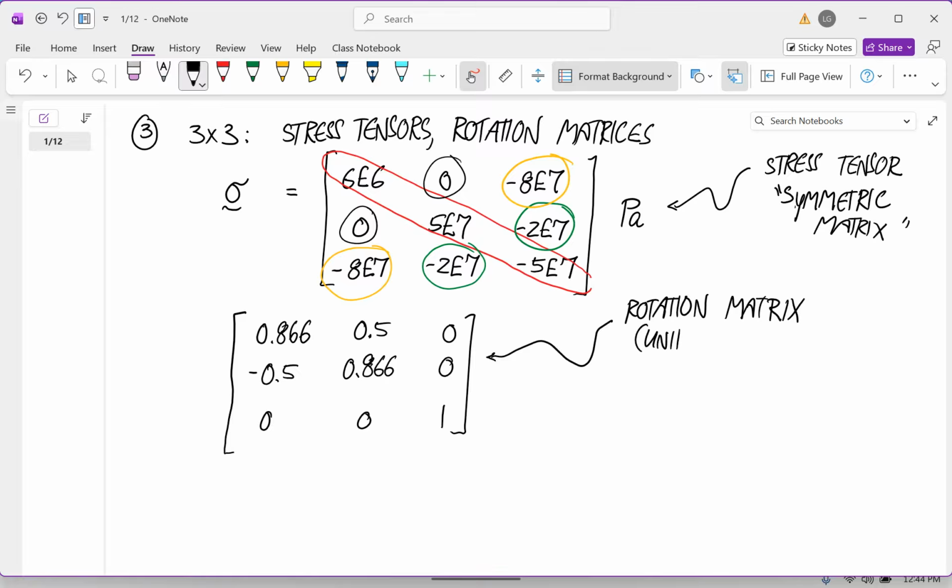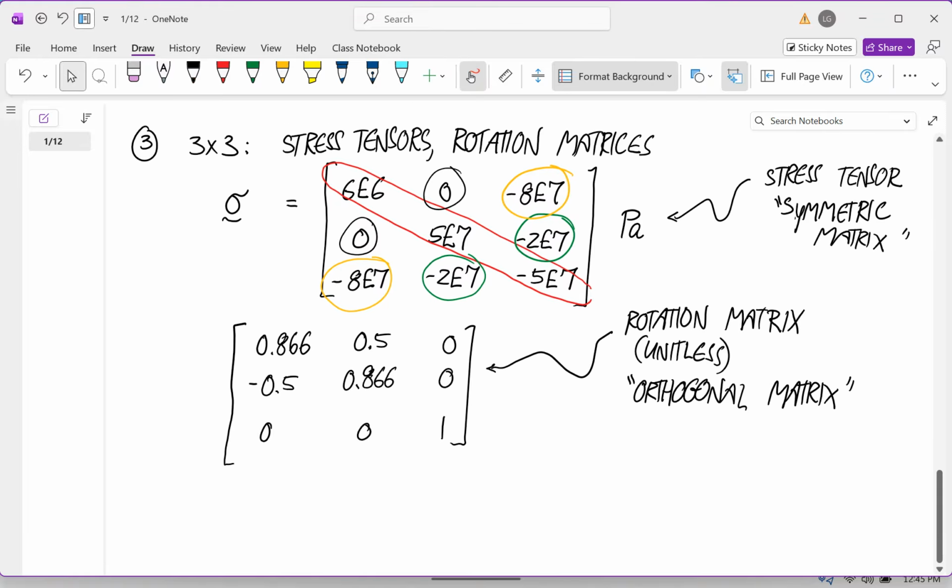It's unitless, it's just numbers. And it is an example of an orthogonal matrix that has certain properties. The word orthogonal would make you think that some things are perpendicular, and you can see that if you think of each one of these columns as a vector, those three columns are all perpendicular to each other. So those are the two 3x3 matrices we're going to use.